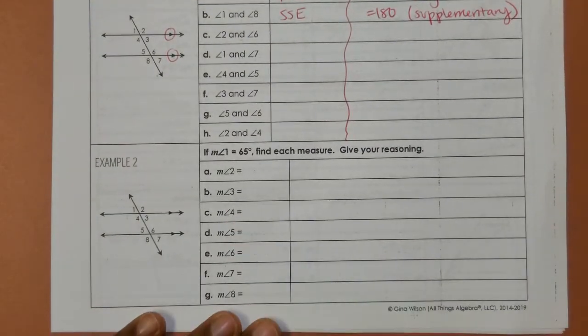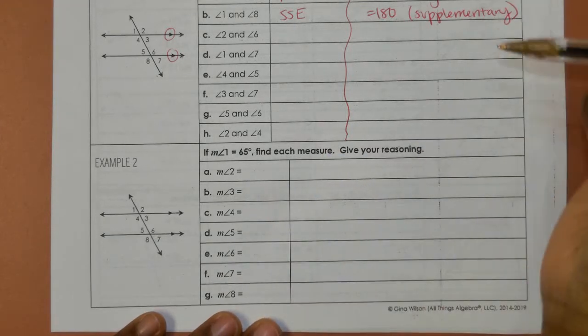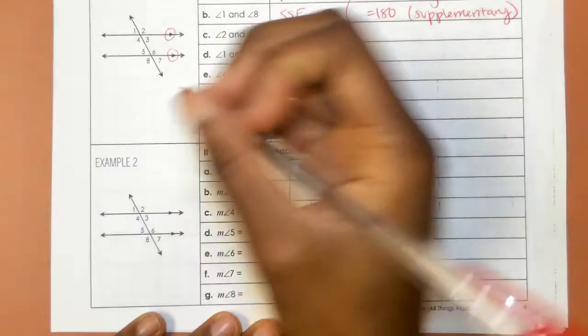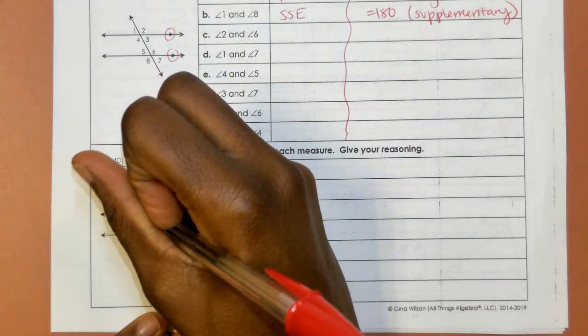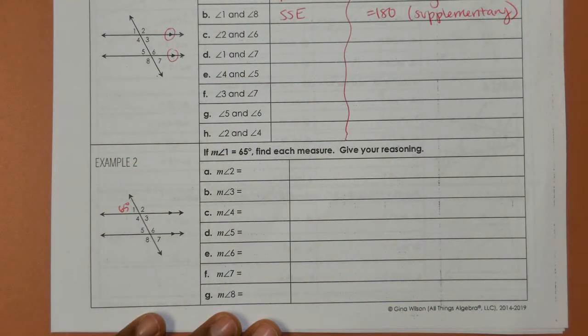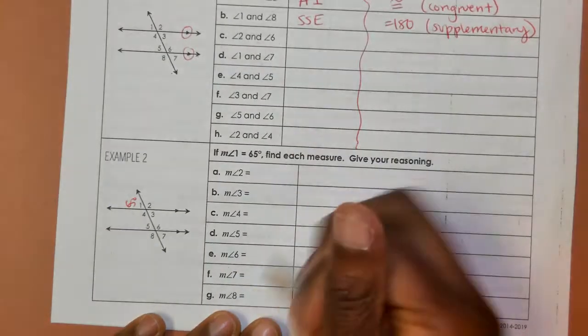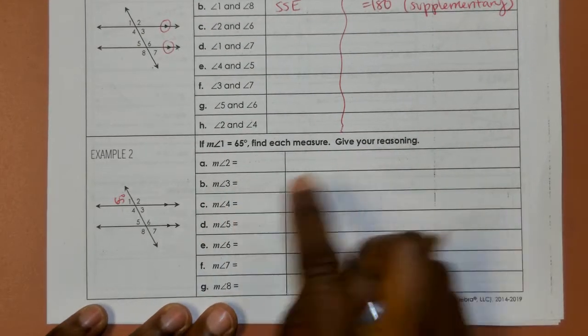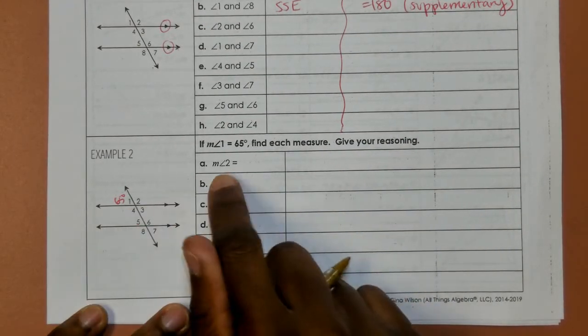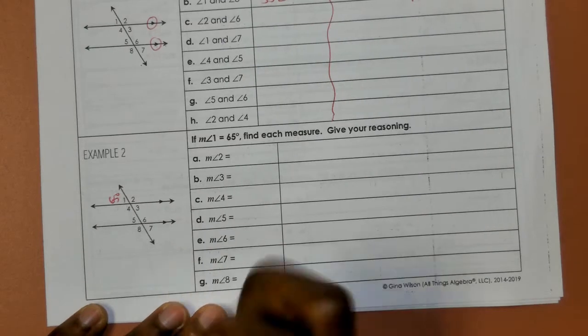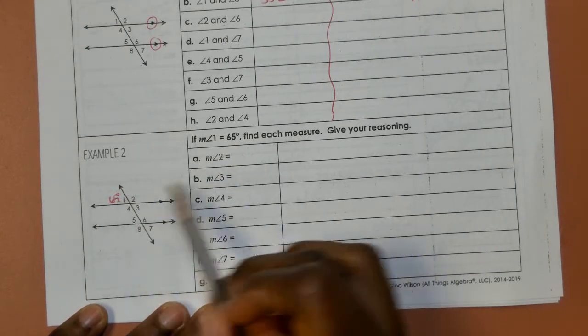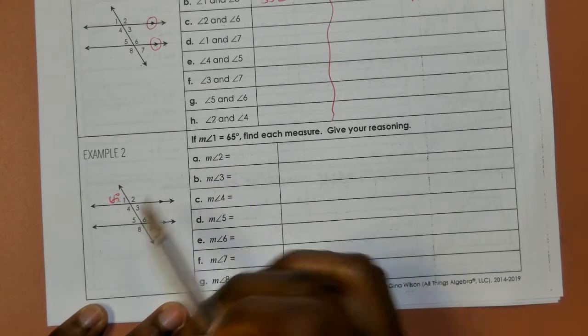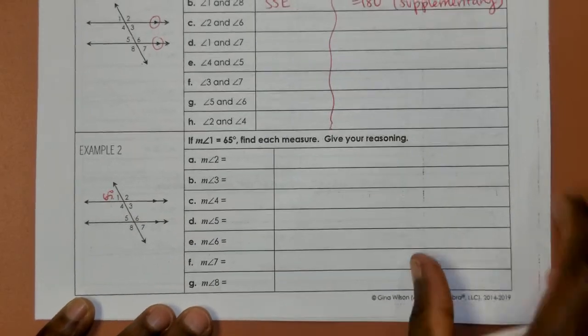And then down here, what you want to do is find out what the measures are actually going to be based on if they're congruent or supplementary. So if angle 1 is 65 degrees, we want to figure out what the measures of all of these are and give a reasoning. So what I want you to do is compare angle 1 to each of these: angle 1 to 2, angle 1 to 3, angle 1 to 4, and so on. I'll do this one with you, and then there will be some for you to practice.